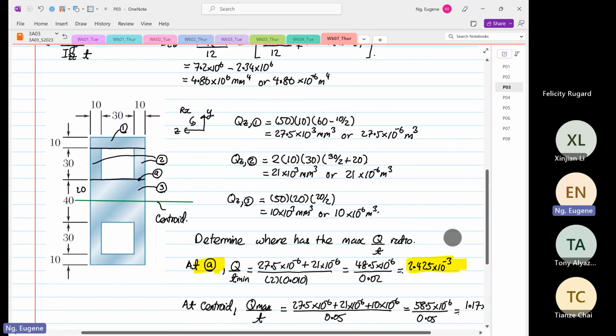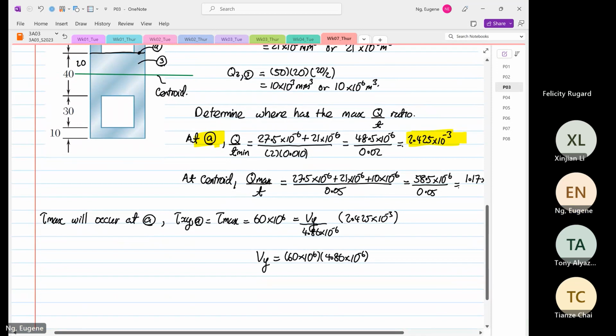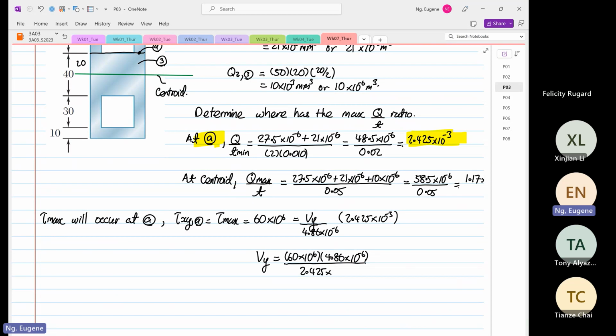I want to be sure it's equal to 4.86. Yep. Divided by 2.425 times 10 to the power minus 3. Okay, so this will be equal to 60 power 6 times 4.86 power minus 6 divided by 2.425 power minus 3, which is equal to 120.247. Okay, so this is the value.